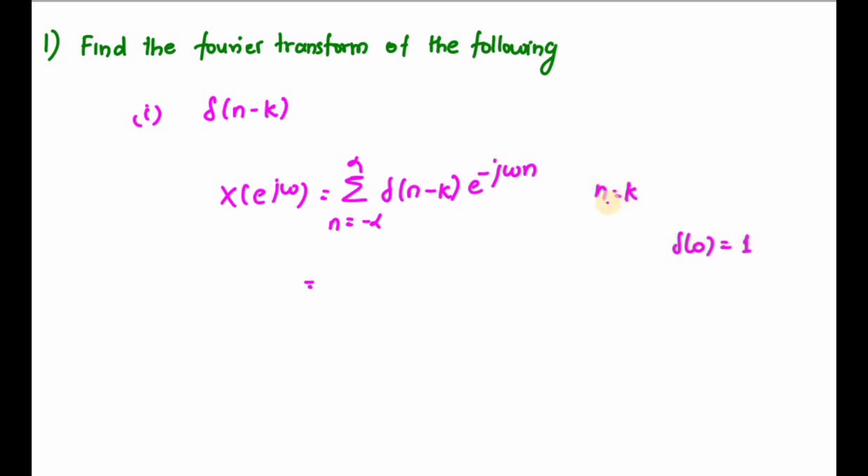So here if I substitute n is equal to k, this becomes 0, right? So delta of 0 value is 1. For the rest of the values, delta of something is 0. So only for n is equal to k will you get the value. So the answer is e power minus j omega k.